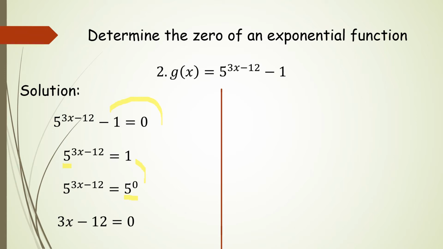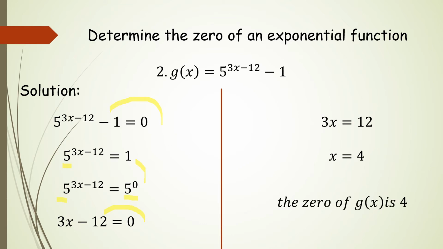Since equal na yung bases nila na 5, we can bring down the exponent. Pwede na ibaba yung 3x minus 12 at yung 0. So, we have 3x minus 12 is equal to 0. Lipat uli natin yung 12 sa kabila. We have 3x is equal to 12. Dividing both sides by 3, we have x is equal to 4. Therefore, the zero of g of x is 4.